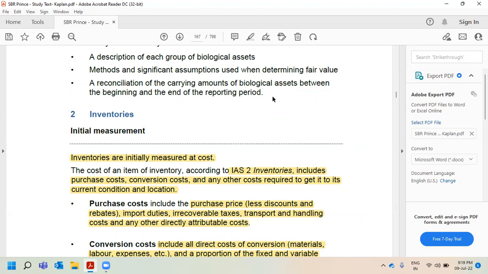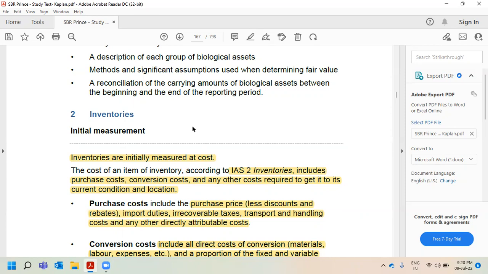So we are discussing the SBR subject, and we are discussing IAS 2 Inventories. It doesn't mean that because I'm covering SBR, it should only be watched by SBR students. It can also be referred to by F7 students, which is Financial Reporting, as well as F3 students, which is Financial Accounting.